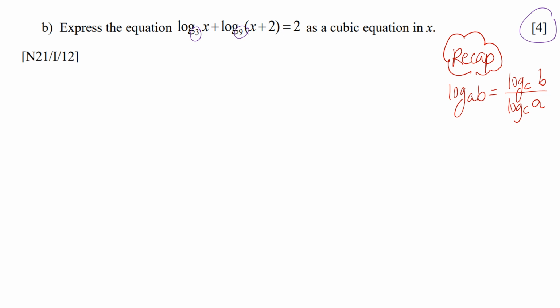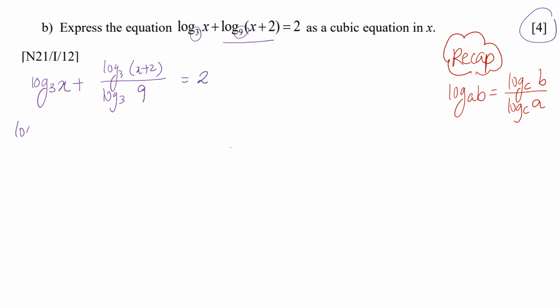Now the next thing that you have to decide is, should I change base 3 to base 9, or should I change base 9 to base 3? Usually I would prefer to change the bigger one to the smaller one. Let's see how we do it. In other words, I keep base 3 as base 3, and for this one here, I'm going to change it to base 3. So I will have log base 3 of (x plus 2), and then log base 3 of 9, the original base, goes to the numerator.